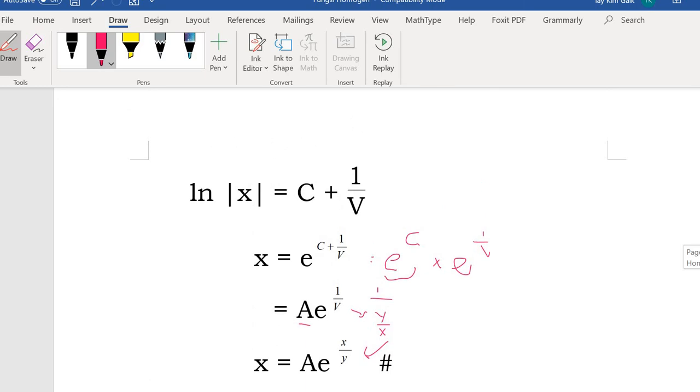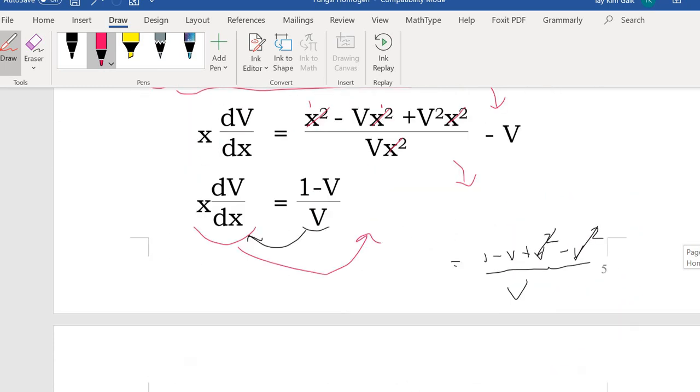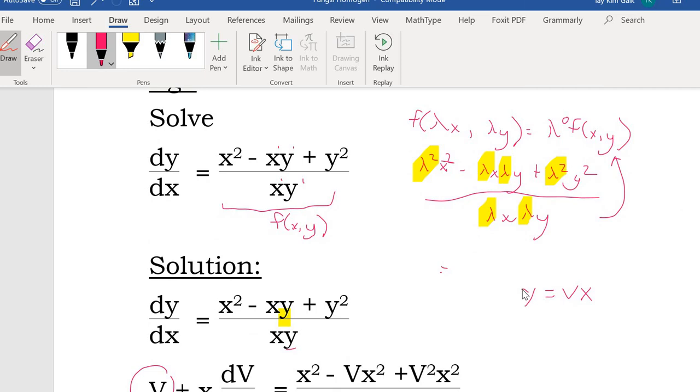Okay, in this case, I repeat again, for the homogeneous equation, they either give you in the nice form dy/dx is a function f(x,y), and if you notice you cannot separate the function of x to dx and y to dy, then what you need to do is replace x by lambda x, y by lambda y, and if you can prove that it is equal to lambda power 0 f(x,y), this is a homogeneous equation. Then the solution for a homogeneous equation has only 3 steps, but it's a bit tedious in simplification.